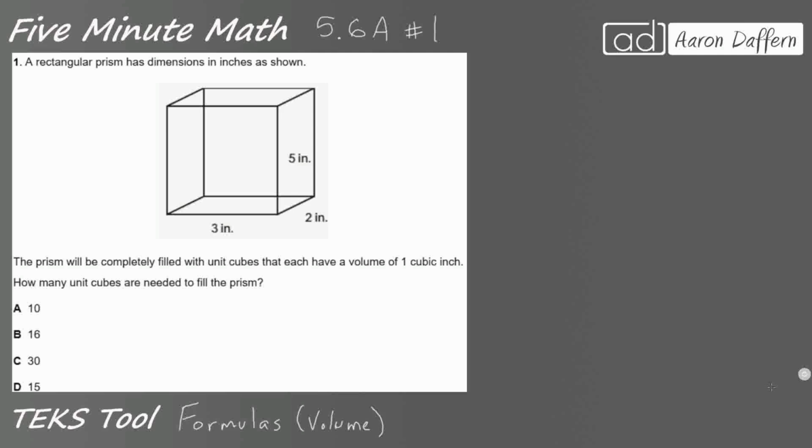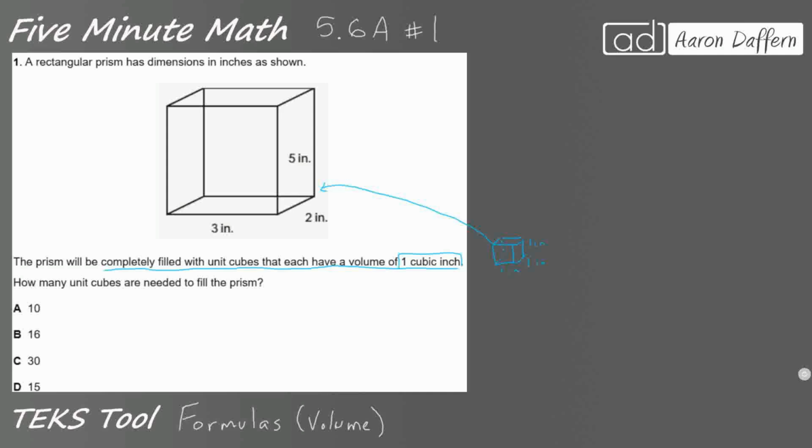So we've got a rectangular prism here, and we've got some dimensions. And it says it's going to be completely filled with unit cubes. They each have a volume of 1 cubic inch. Right, so if we were to draw a little tiny cube like this, we would need to know what the dimensions are, and they're going to call it a unit cube because it's going to be 1 inch, 1 inch, and then 1 inch. And we're going to stick that inside there.